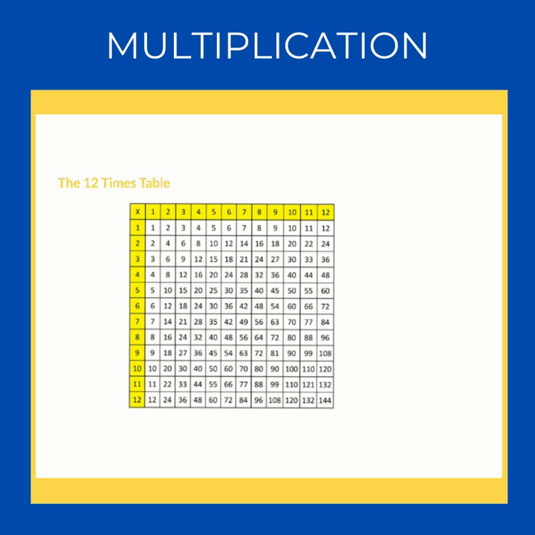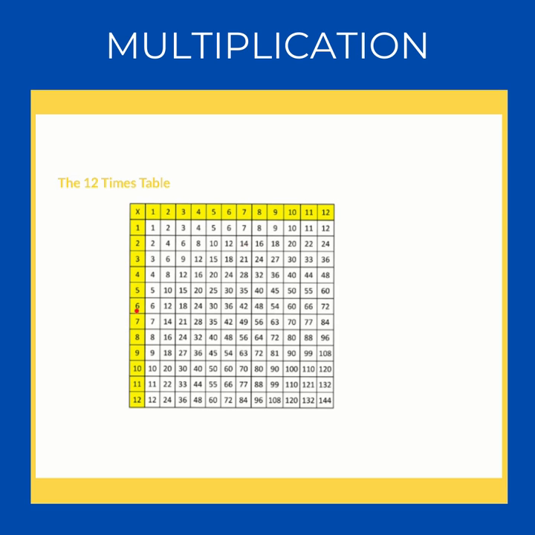Now, let's spend some time on the 12 times table. You need to memorize this table. Let's take 1 times 1 as an example. How do you memorize this table? When you say 1 times 1, the answer is 1. When you say 2 times 1, the answer is 2. When you say 2 times 7, the answer is 14.